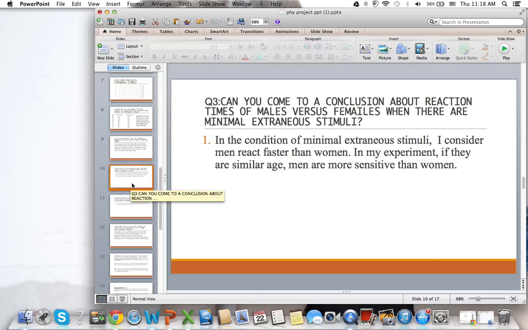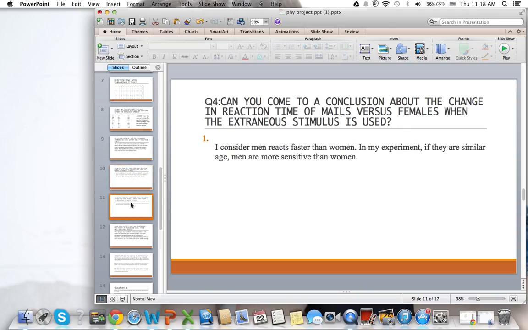Question 3. Can you come to a conclusion about reaction time of male versus female when there are minimal extraordinary stimuli? In the condition of minimal extraordinary stimuli, I consider male reacts faster than female. In my experiment, if they are of similar age, men are more sensitive than women. Question 4. Can you come to a conclusion about the changes in reaction times of male versus female when the extraordinary stimuli is used? I consider male reacts faster than female. In my experiment, if they are of similar age, men are more sensitive than women.